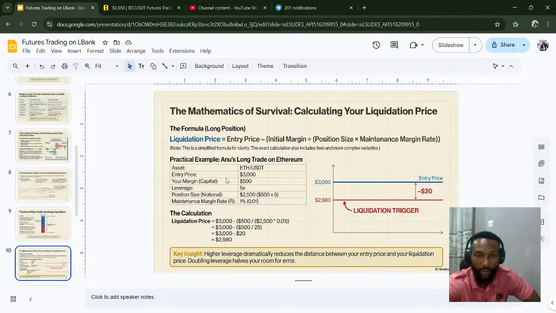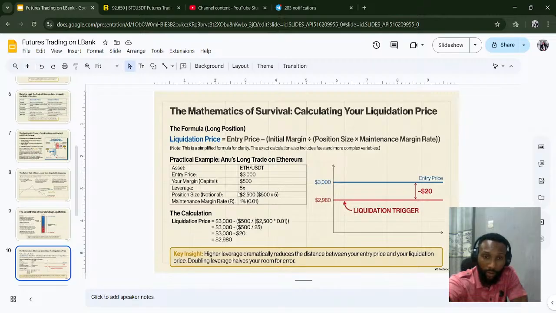All right, so she went long on Ethereum. Her pair was ETH/USDT. So our entry price, you can see, was $3,000. Margin is the money you want to risk, the money you want to use for the trade. Your margin is your capital. So she went in with $500, and her leverage is 5x.